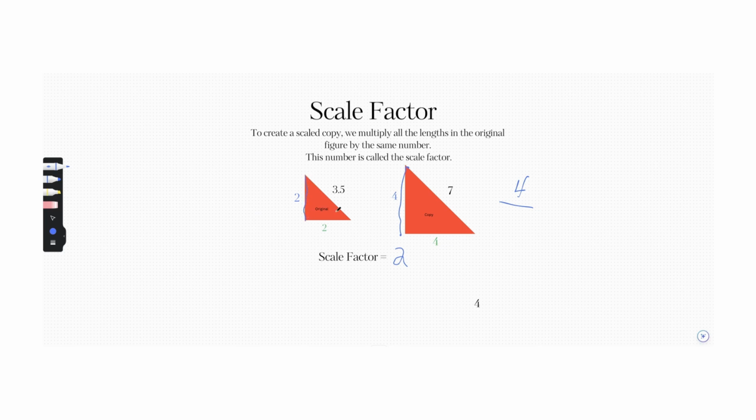Which is 2. And when you do 4 divided by 2, you get 2. All right, let's do the same thing, but let's do the green sides this time, okay? So I'm going to take this side right here, which is 4, and divide it by the corresponding side to that side, which is this 2. And 4 divided by 2 gives you 2, and that's called the scale factor.